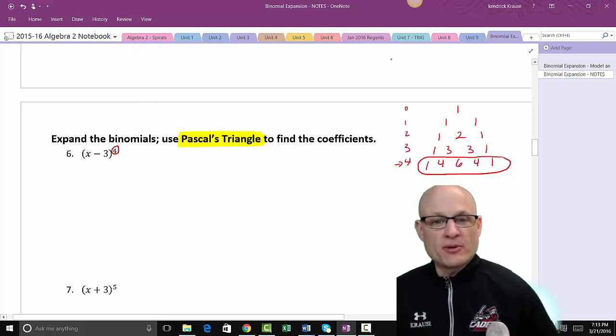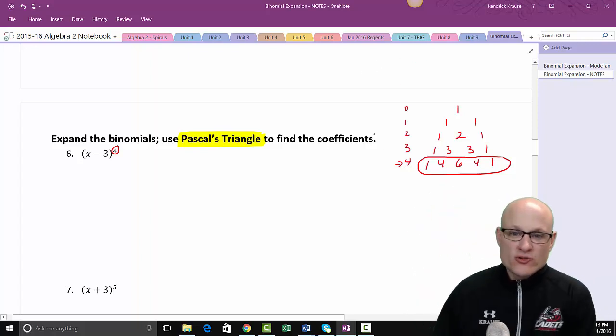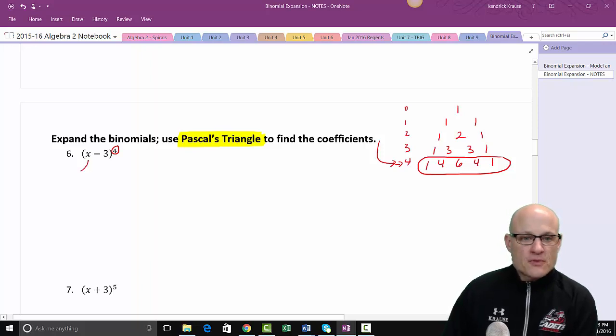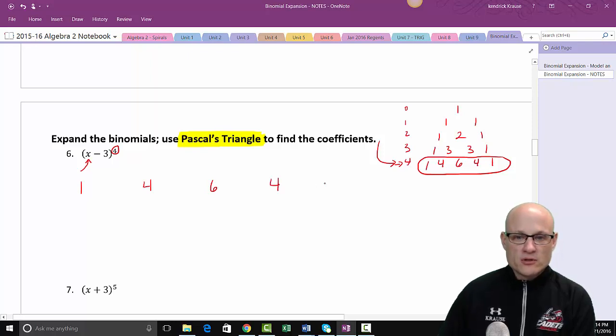Expand the binomial using Pascal to find the coefficients. So these are the coefficients we're going to use. So how does that work? Well, here's how it works. This is my first term. So I'm going to write this out: 1, 4, 6, 4, 1. And after each one of these, I'm going to put 2 sets of parentheses. You'll see why in a second.